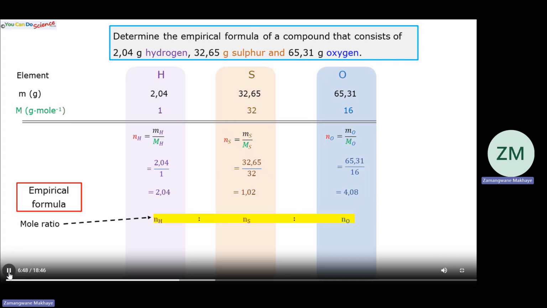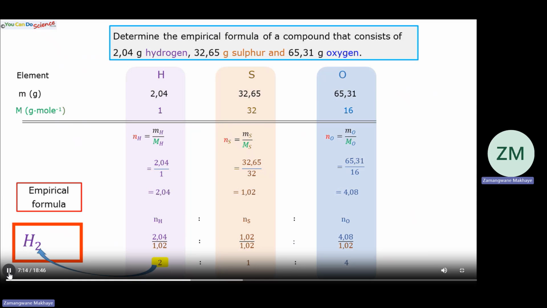To get the simplest whole number mole ratios, the number of mole of each element is divided by the smallest mole number, in this case by the 1,02 mole of sulfur. The mole ratio therefore is 2 to 1 to 4. The empirical formula therefore contains 2 hydrogen atoms, 1 sulfur atom, and 4 oxygen atoms.